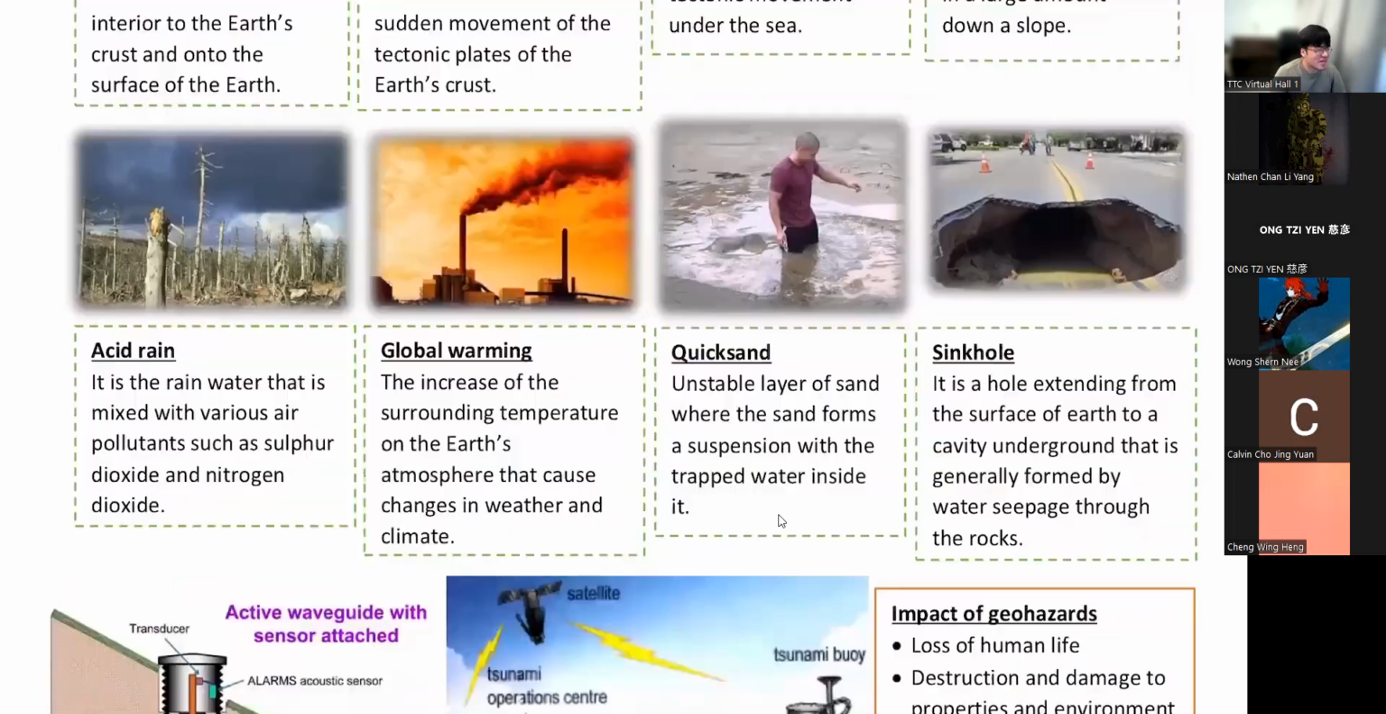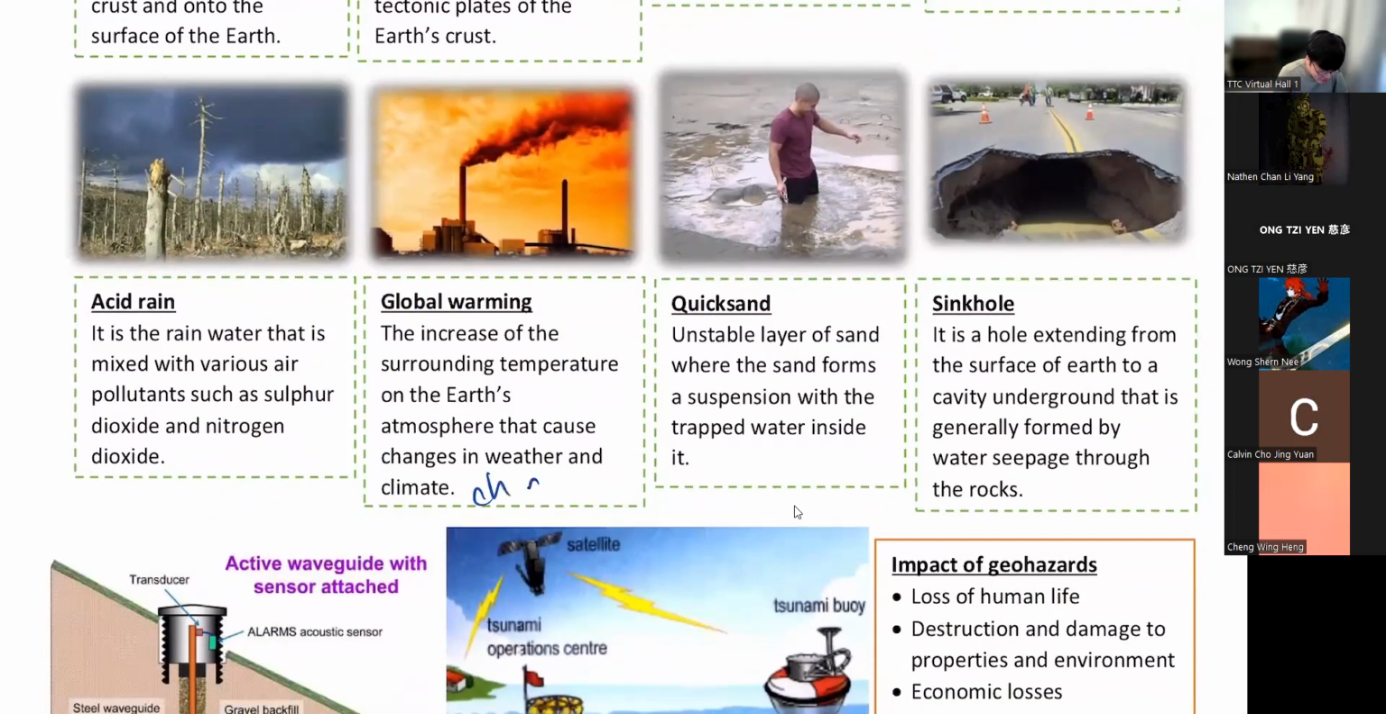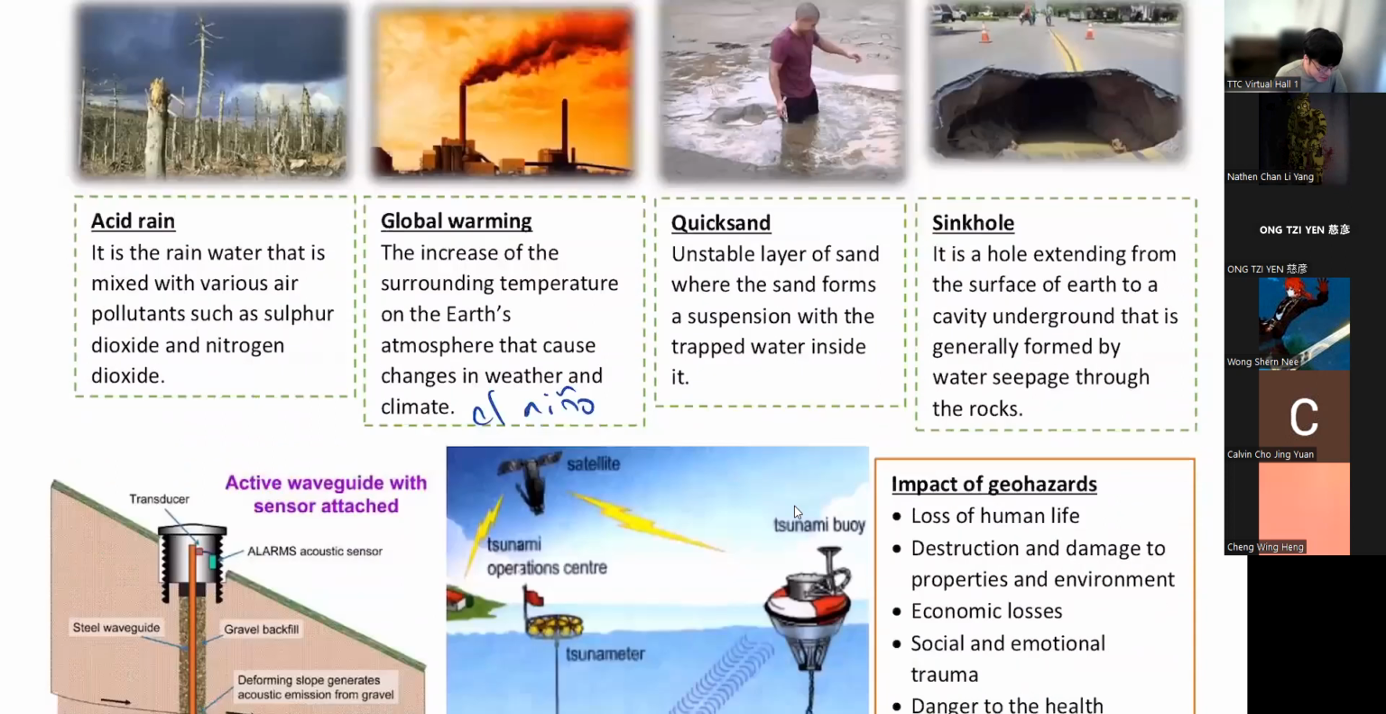Pretty much it. And of course, acid rain. This one Malaysia also got, when you have factories, and global warming is everywhere lah. Global warming, which leads to the El Nino effect. You know El Nino? It's not El Nino, it's Nino, because Nino means boy in Spanish.